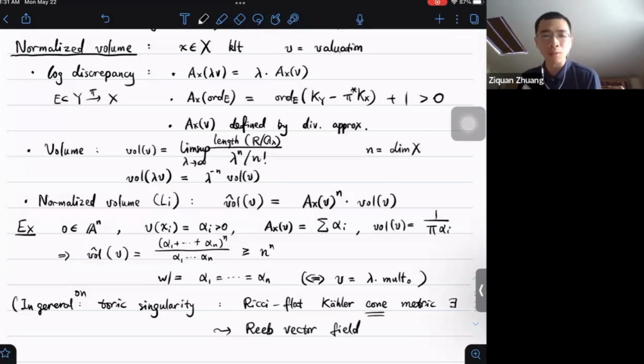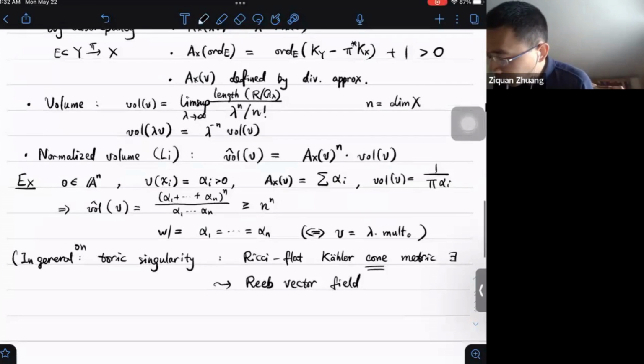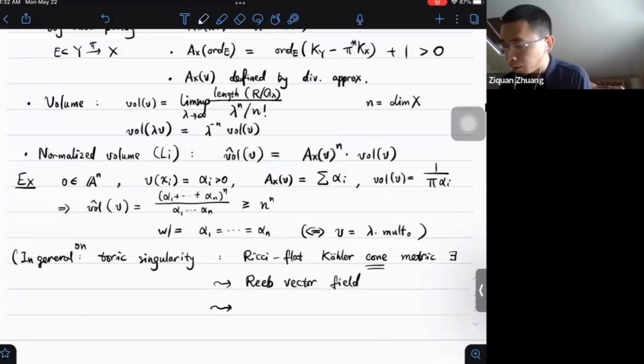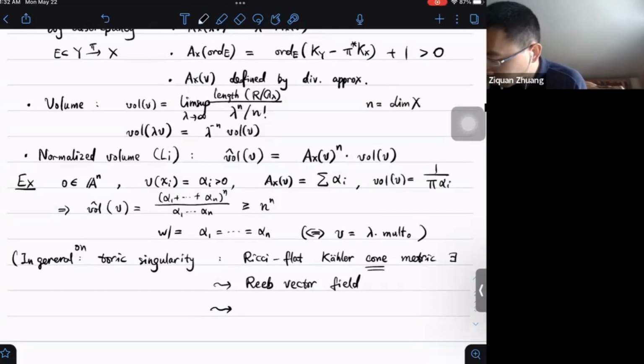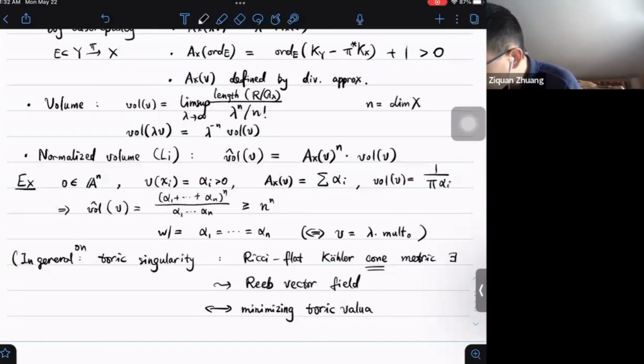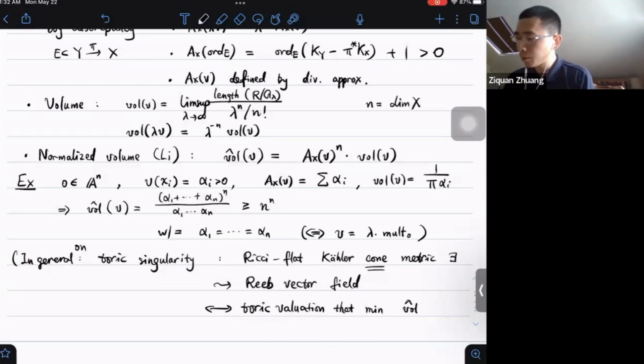that's identified with an element of, for instance, the Lie algebra of the torus acting on this singularity. And this Reeb vector field, if you think about it that way as an element of the Lie algebra, is actually naturally identified with the valuation that minimizes this normalized volume. Okay, so maybe I should say the toric valuation that minimizes this normalized volume function.